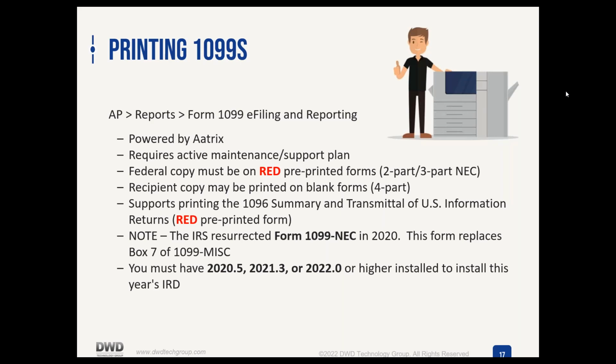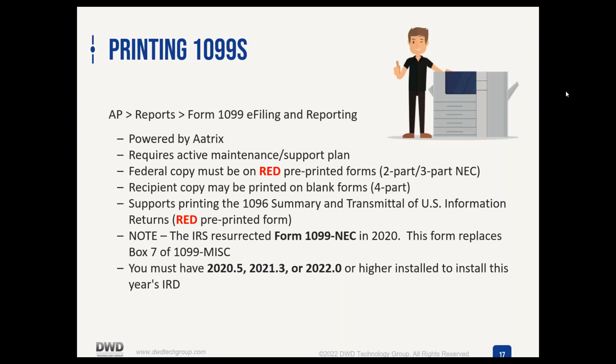The government has transitioned that to a 3-part form, where the 1099 miscellaneous, dividend, and interest forms are still the 2-part red form. Recipient copies can be printed on blank paper. Typically, we recommend the 4-part perforated paper. If you can have the 1099 instructions pre-printed on the back, that's delightful. If not, Atrix offers for you to print those instructions before you send those copies to the recipients.